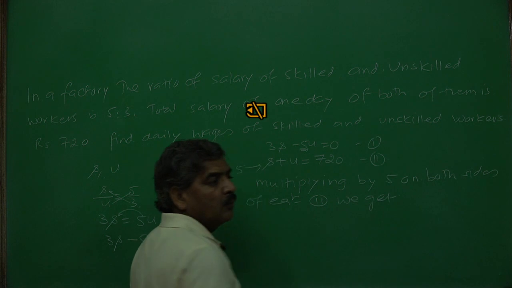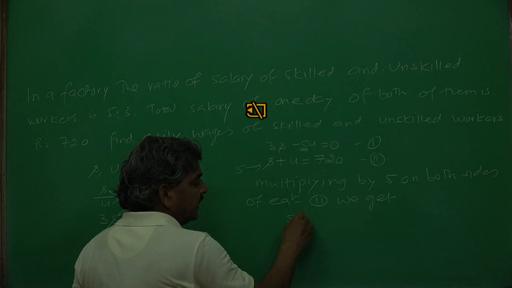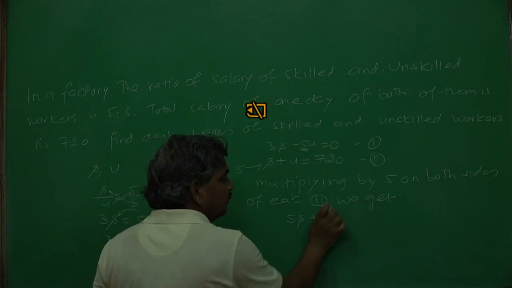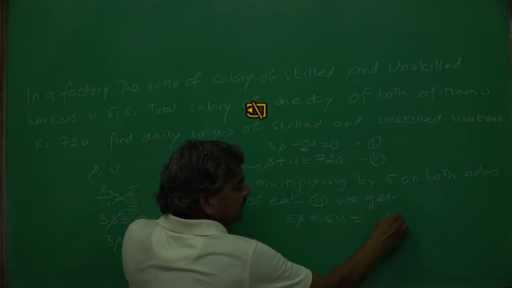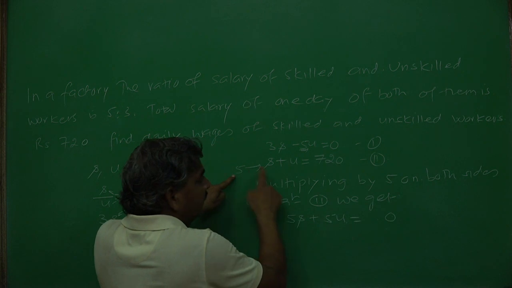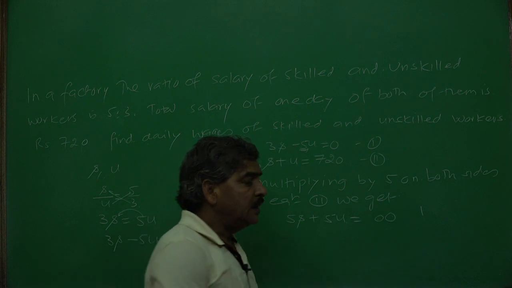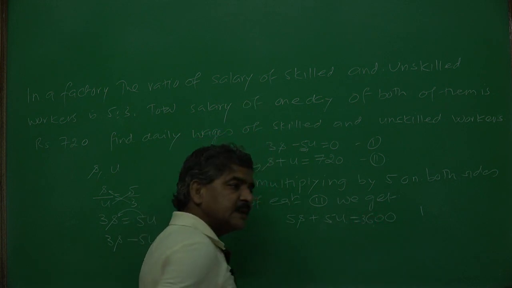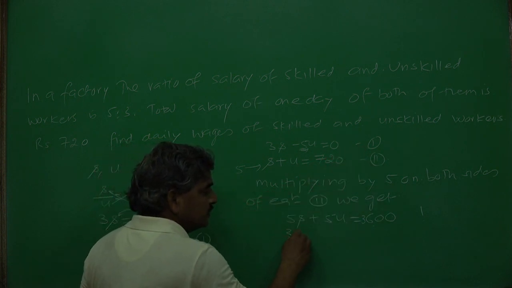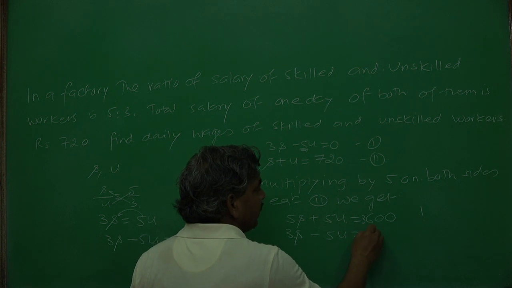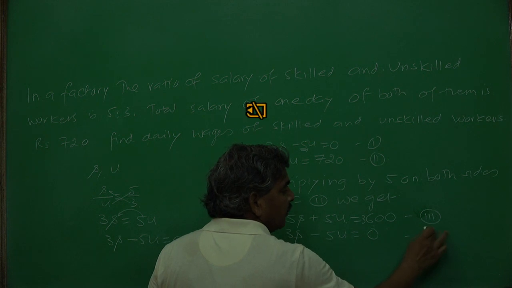We get what? Multiply by 5. So the equation will be 5s plus 5u is equal to 5 into 720. 5 into 0 is 0. 5 sevens are 35 plus 1, 36. So 3600. This is the new equation, equation number 3, and this is equation number 1: 3s minus 5u is equal to 0.